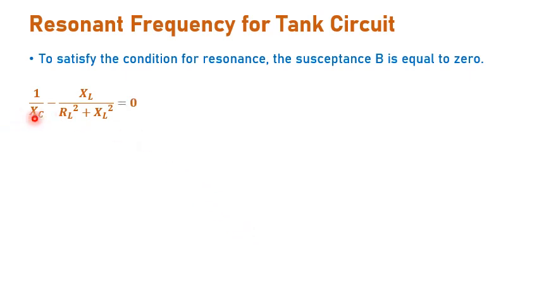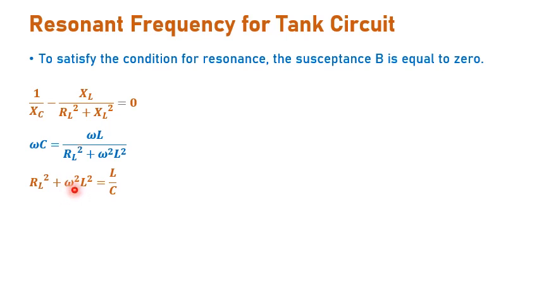Yeah, so b is equated to 0, and 1 by xc can be written as omega c, and xl can be written as omega l. So take this term to the right hand side and omega will be cancelled. So bring c to the right hand side and take these terms to the left hand side. We will get this. So from this we are interested in finding this value of omega. From this we will find fr.